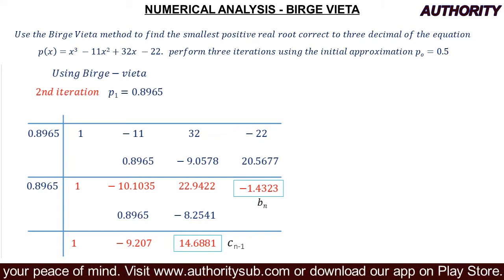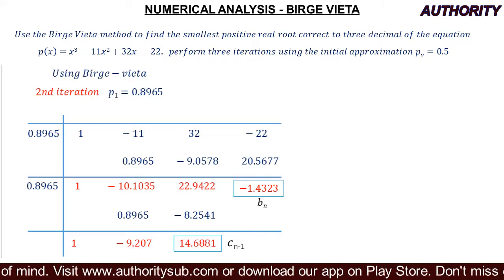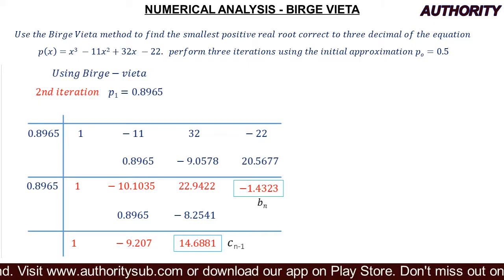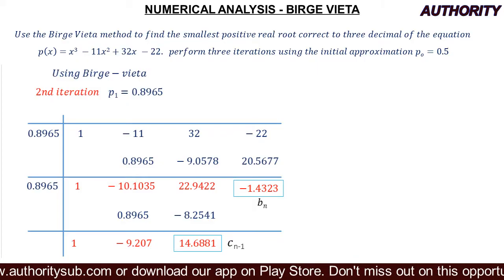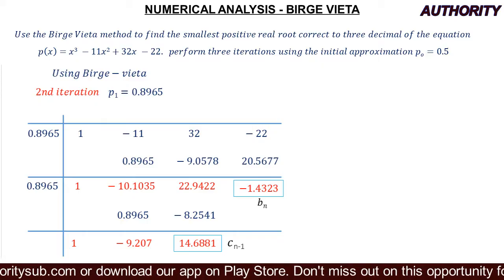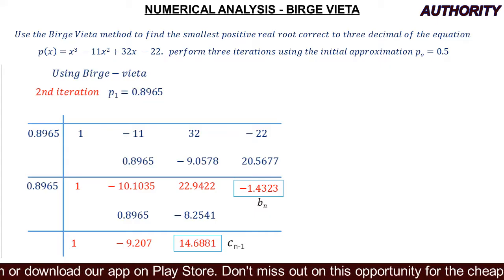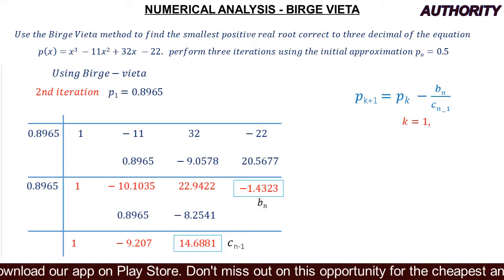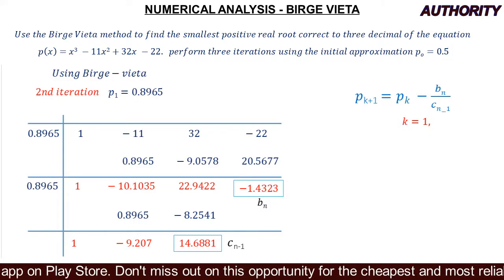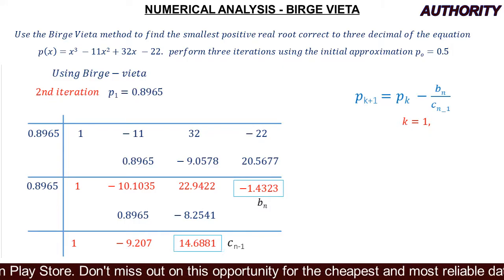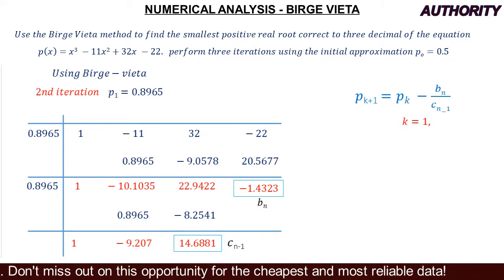So we stop here. We are not going to go further, because if we go further, it will meet Bn, which it is not supposed to meet. This last number, 14.6881, is going to be our Cn minus 1. From the formula, Pk plus 1 is equal to Pk minus Bn all over Cn minus 1, right? Yes. So in this case, K is now equal to 1.